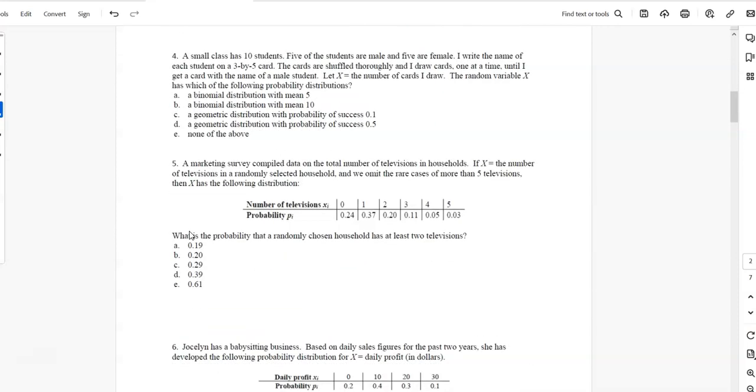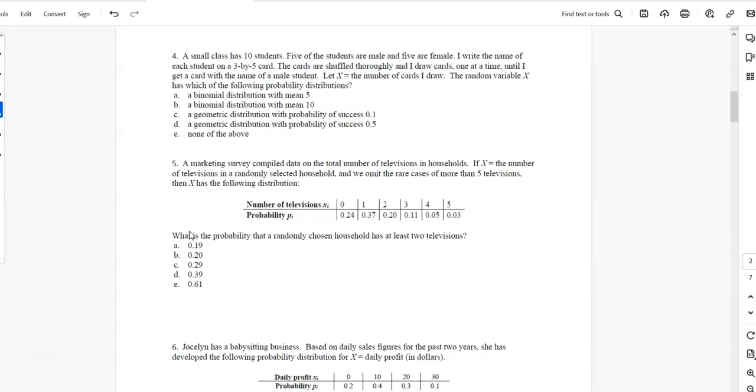A small class has 10 students. 5 of the students are male and 5 are female. I write the name of each student on a 3x5 card. The cards are shuffled, and I draw cards one at a time until I get a card with a male student. Let X equal the number of cards drawn. The random variable X has which of the following distributions?